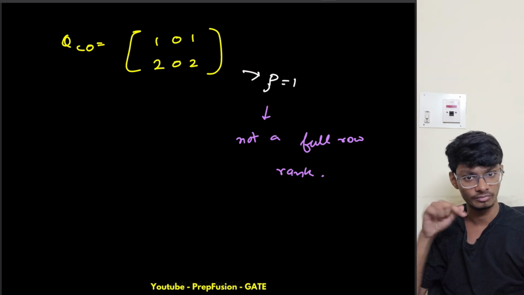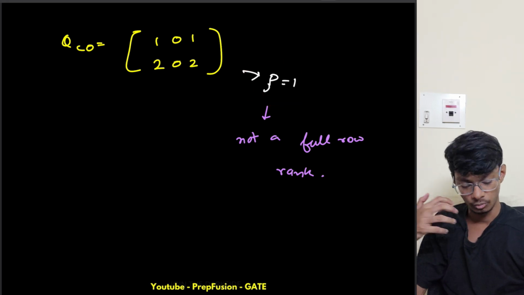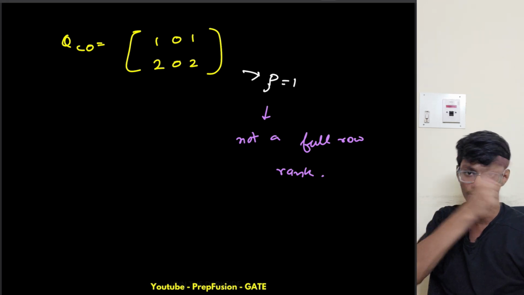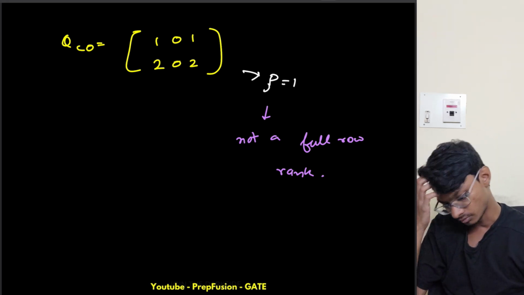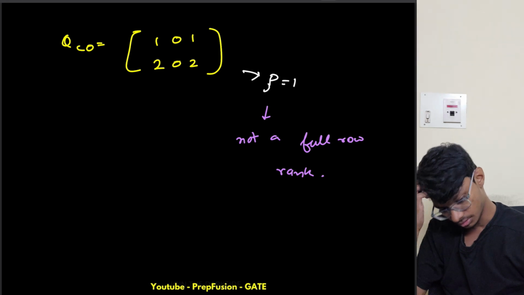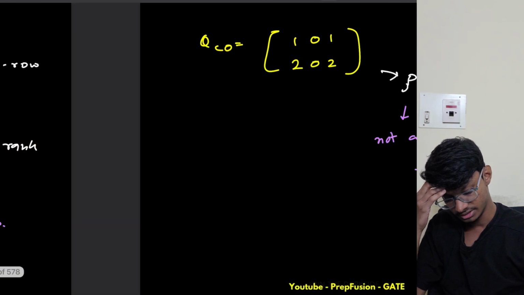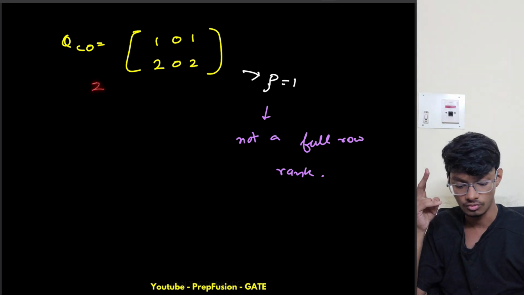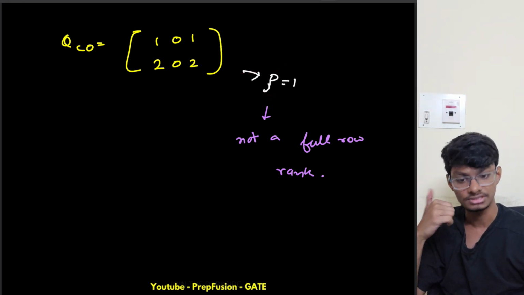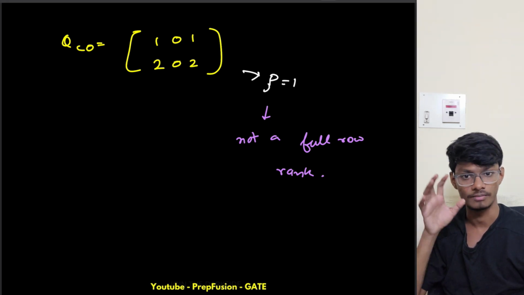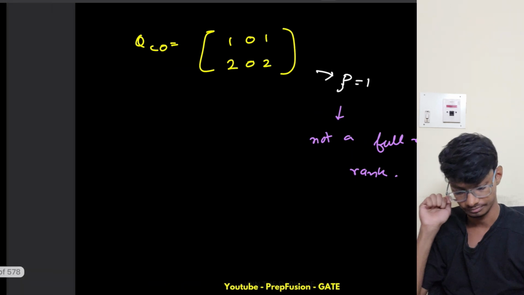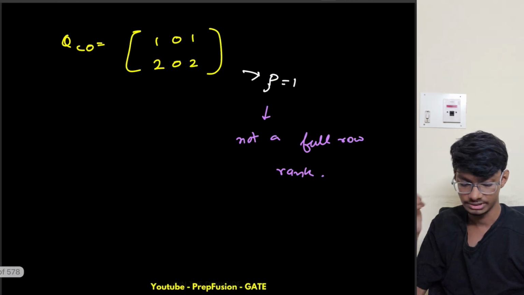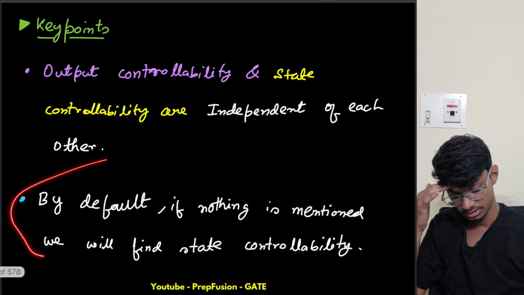I just gave you a brief example. In a more detailed manner we will study it in engineering mathematics, that will come soon. So that is QCO basically, and that is rank. For this case rank is 1. Here my number of rows is 2, but rank is 1. Hence my output won't be observable. So this was basically the case, and now I have given you the key points.